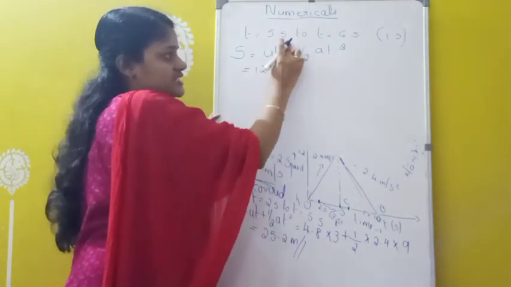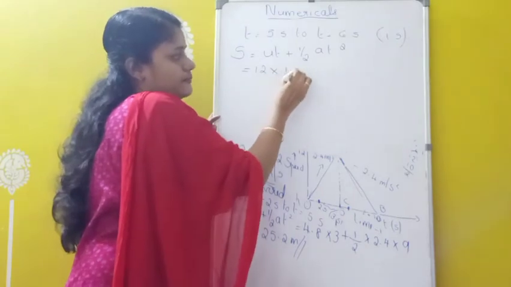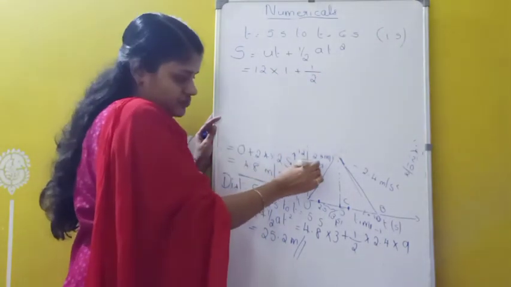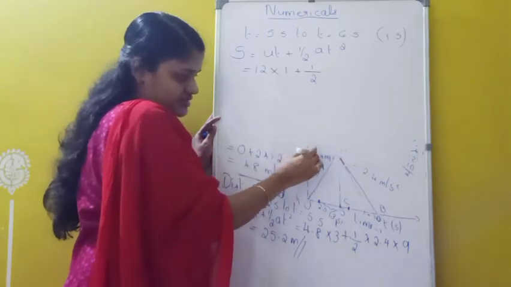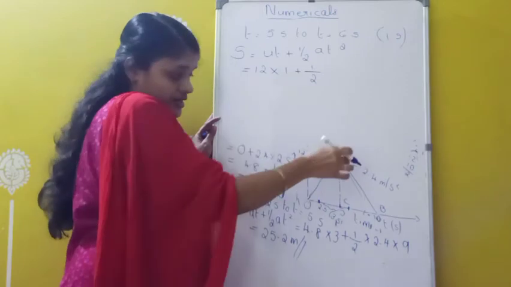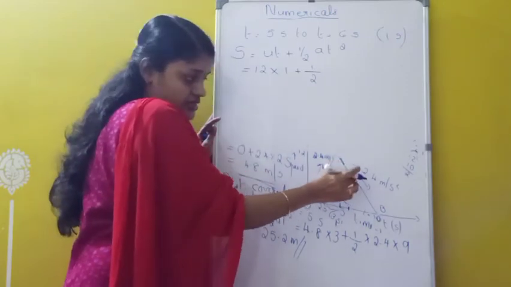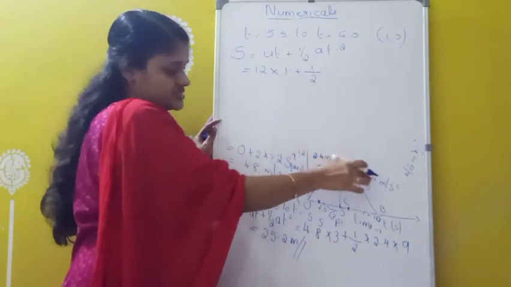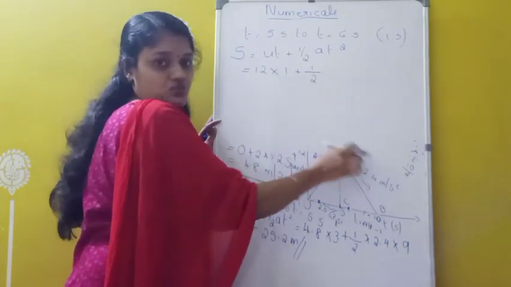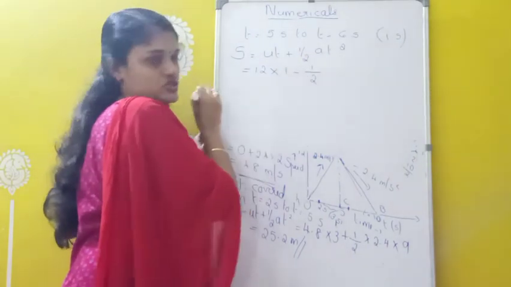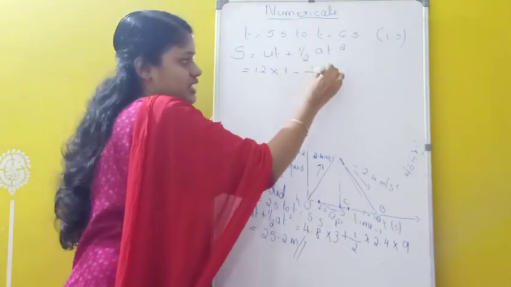Into, what is the time interval here? 1. Plus half into acceleration. We know that in the upward journey, the acceleration given here is 2.4 meter per second square, which we already found out. But in the downward journey, the acceleration is minus 2.4 meter per second square. So instead of plus, I am putting minus here.